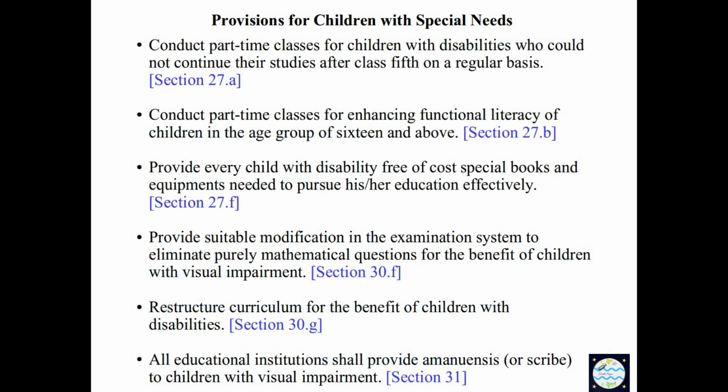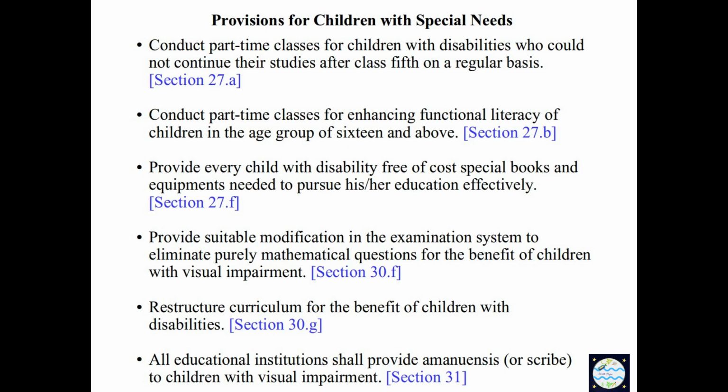It calls for conducting part-time classes for children with disabilities who could not continue their studies after class 5th on a regular basis. Conduct part-time classes for enhancing functional literacy of children in the age group of 16 and above. Provide every child with disability free of cost special books and equipments needed to pursue his or her education effectively. Provide suitable modification in the examination system to eliminate purely mathematical questions for the benefit of children with visual impairment.